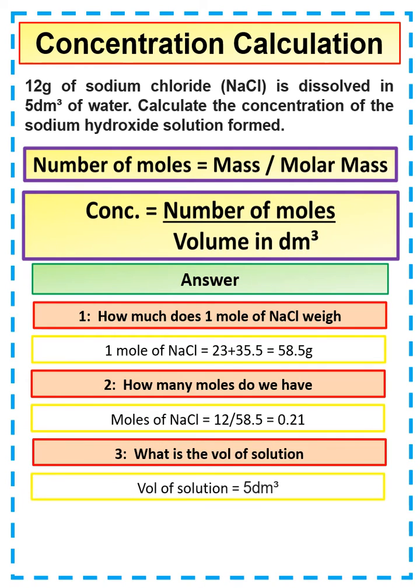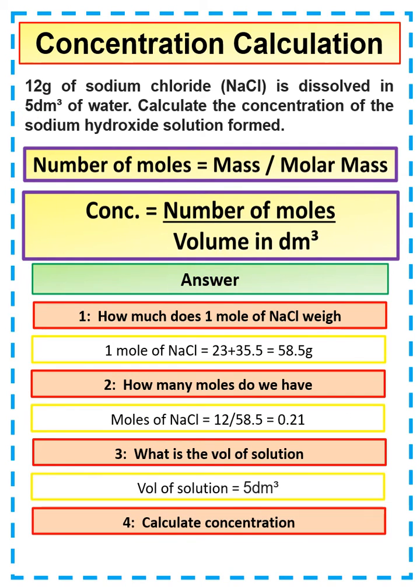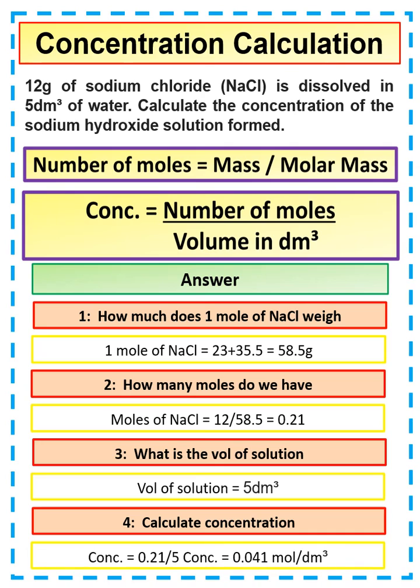Then we know what the volume is because we've got 5 decimeters cubed from the question. So finally we can calculate the concentration by doing concentration is equal to the number of moles, which is 0.21, which has come from that step there, divided by the volume, which is 5, which has come from there, which gives us a concentration of 0.014 moles per decimeter cubed. Do not forget to put in the units because there's sometimes marks for units.